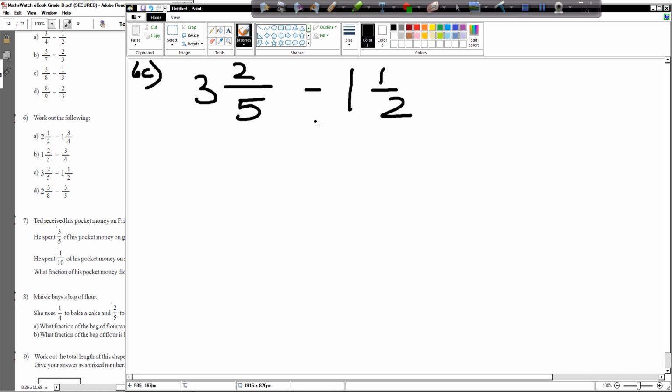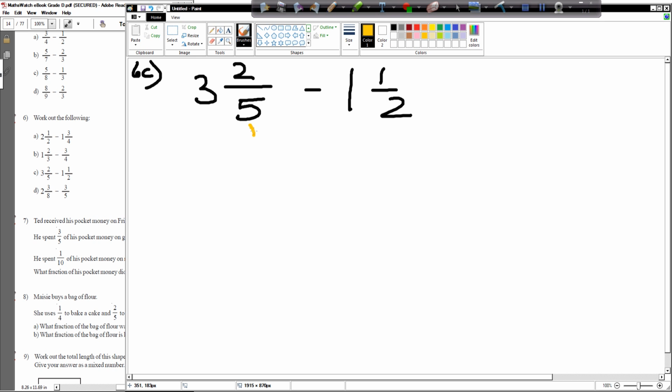Okay, I'm just going to quickly recap our method I mentioned to you before. Now, if we did 3 minus 1, using the whole number only, and then we did 2/5 minus a half, we'll come up with a bit of a cropper, because 2/5 is smaller than a half. So that's why we use this top heavy technique. So it avoids that problem each time. So we're going to do that top heavy technique now.